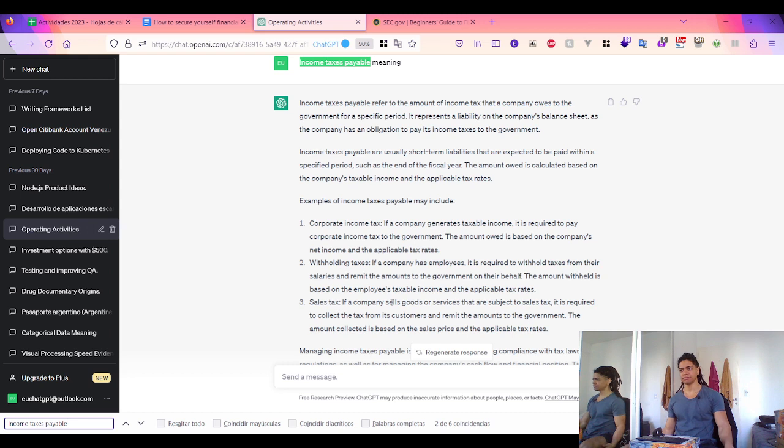Withholding taxes are money that the employer deducts from the gross wage, the employee's salary, to pay to the government. There's a difference between employer and employees.